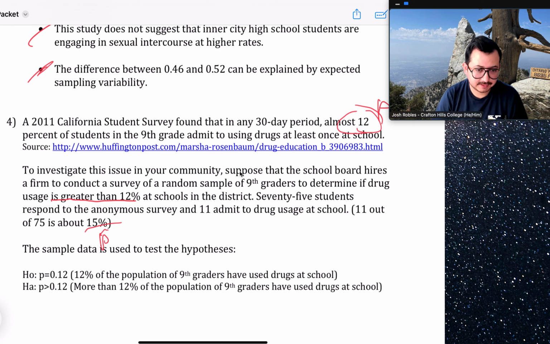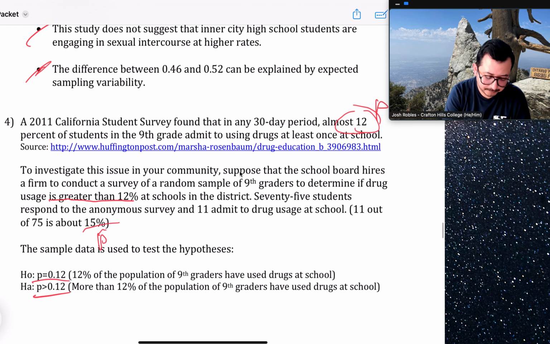So, null hypothesis 12%. Alternative, so that's our school district is the same as the statewide answer. There's kind of no change. That's a very common word for null hypotheses, that there's no change. What is the alternative? That it's more. Our sample came in more. We're worried it's more in our area.